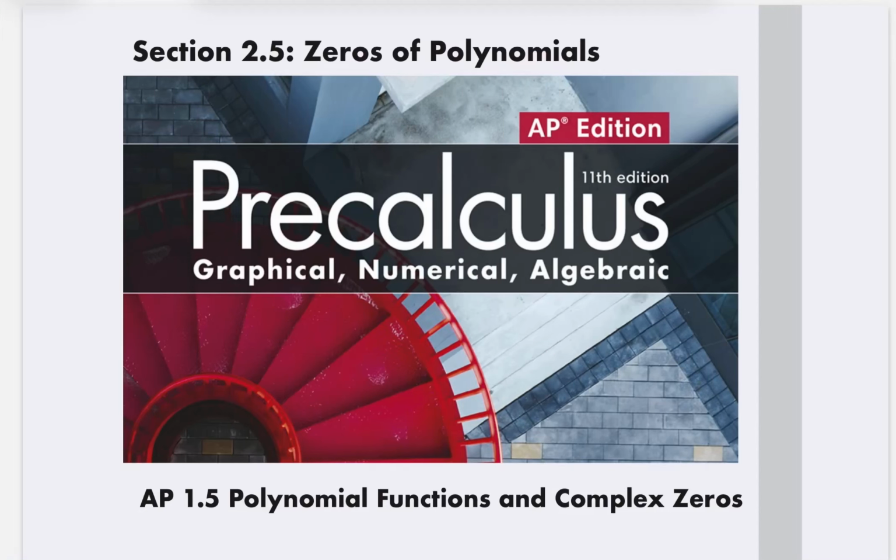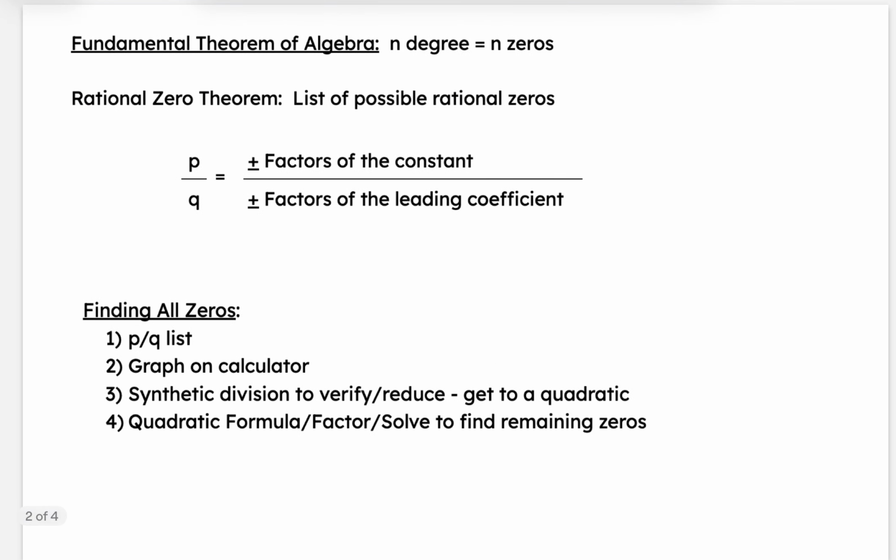This is section 2.5, which is finding the zeros of polynomials. This is also connected to AP Standard 1.5, which is polynomial functions and complex zeros. So the fundamental theorem of algebra says that if we have an n-degree polynomial, we're going to have n zeros. Those zeros could be real, they could be complex, they could be irrational, they could be rational. So we're going to talk about today how to find all the zeros.